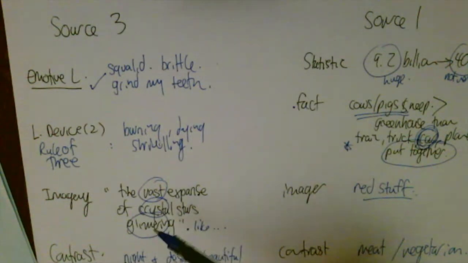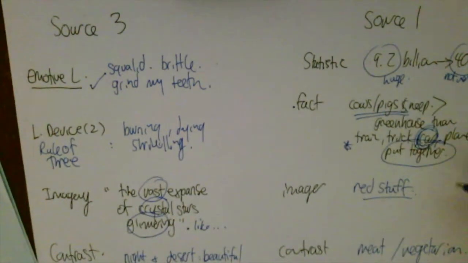Imagery will always be in source 3. Hopefully you can find an image in source 1. This red stuff isn't very good, but I can still build a paragraph on it. Contrast, you just need to find in source 3, remember there's always change. There'll always be something different at the beginning than at the end. There'll always be contrast. Something big and something small, something changing. In source 1 there may or may not be, but contrast is something you could find. And obviously in this source it is that aspect of meat versus vegetarianism.